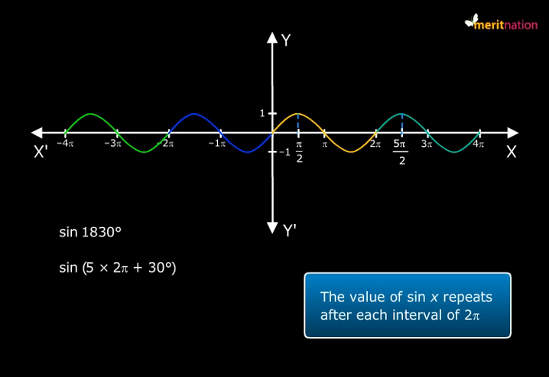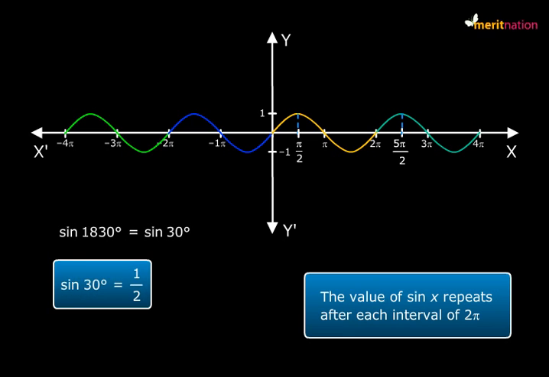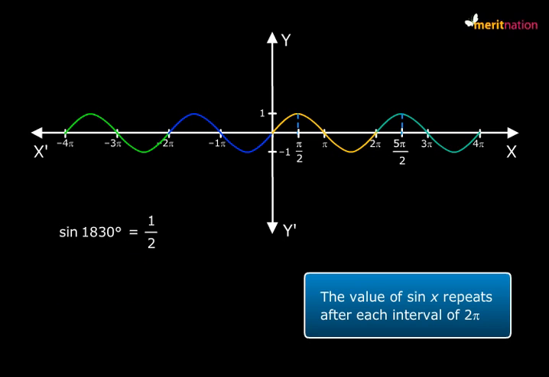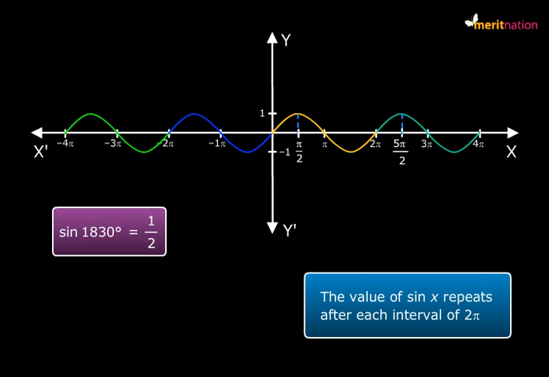Now let's use the property. The value of sin x repeats after an interval of 2 pi. What does this mean? This means that sine of 5 into 2 pi plus 30 degrees is nothing but sine of 30 degrees. So we have sine of 1830 degrees equals sine 30 degrees. And sine 30, we know its value. That's 1 by 2. So the value of sine of 1830 degrees is 1 by 2. And this is how you use this property.